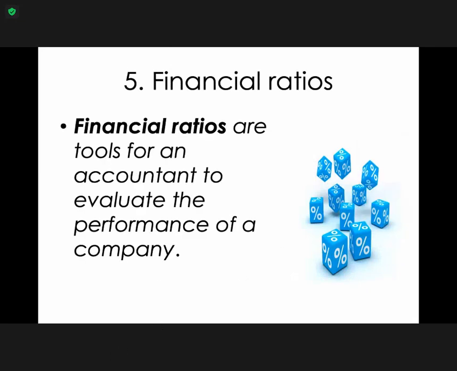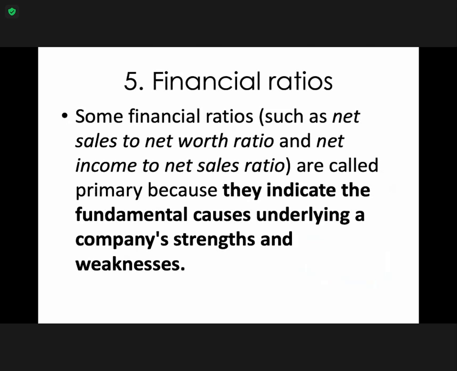Financial ratios are tools for accountants to evaluate the performance of a company. Some financial ratios, such as net sales to net worth ratio and net income to net sales ratio, are called primary because they indicate the fundamental causes underlying the company's strengths and weaknesses. Based on this, they can know the company can generate income from sales.